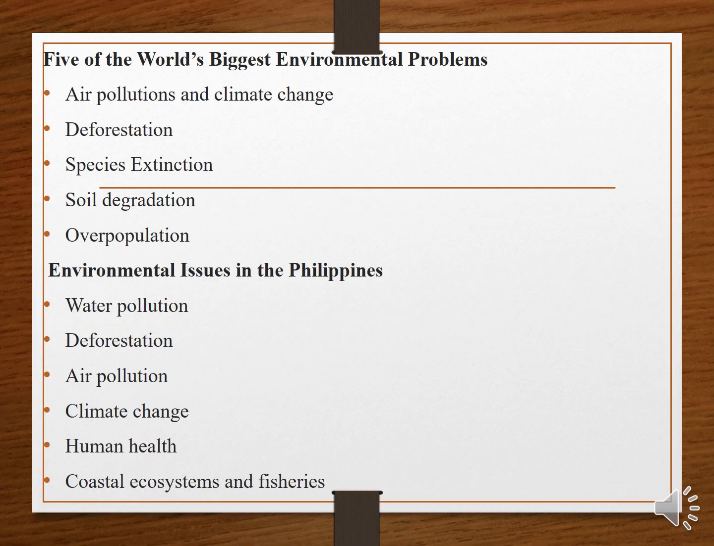Five of the world's biggest environmental problems: air pollution and climate change, deforestation, species extinction, soil degradation, overpopulation. Environmental issues in the Philippines: water pollution, deforestation, air pollution, climate change, human health, coastal ecosystems and fisheries.